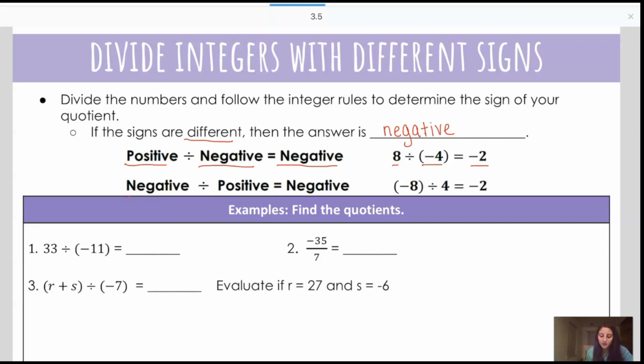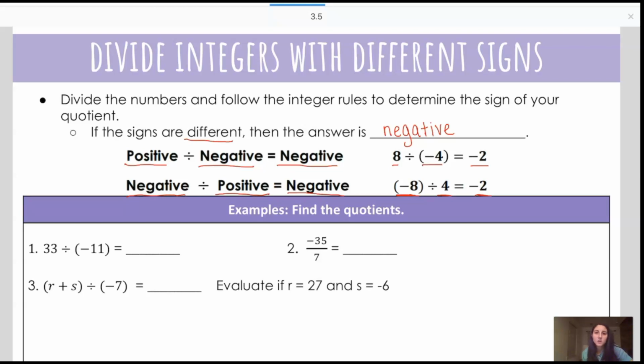This also means that a negative divided by a positive is a negative. As long as the signs are different, our answer will be negative. And we can see that in number form by seeing negative 8 divided by a positive 4 is negative 2. Let's look at some examples.